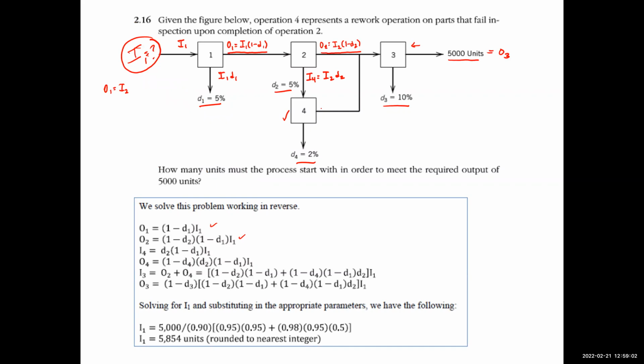O4 is equal to I4 times 1 minus D4. Right? So I know O4 equals I4 times 1 minus D4. And I know that I4 is this. Right? So I can substitute into here. And I'll get an expression in terms of I1 and the knowns. So this is I1 times 1 minus D1 times D2 times 1 minus D4. And this is O4. So you see O2 is in terms of I1, I4 is in terms of I1, O4 is in terms of I1.